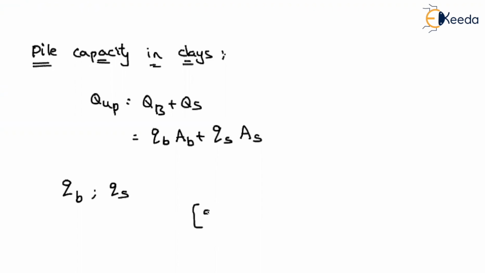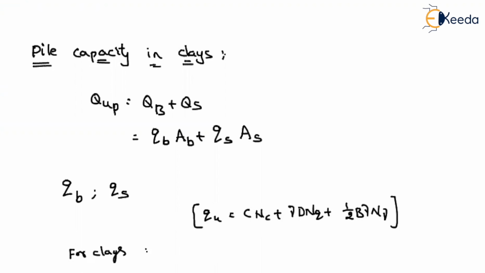Now let us recall the bearing capacity in a shallow foundation. What is the bearing capacity? That will be equal to Qu, equal to C Nc plus gamma D Nq plus half into B into gamma into N gamma, isn't it? If you recall the equation. Now, which type of soil are we talking about? We are talking about clays. For clays, what about the N gamma value? N gamma will be equal to 0 and Nq will be equal to 1.